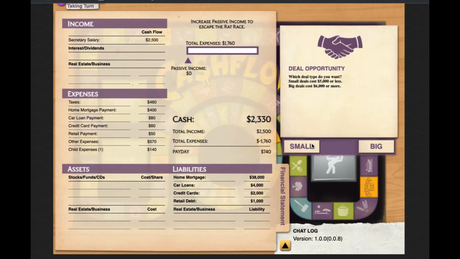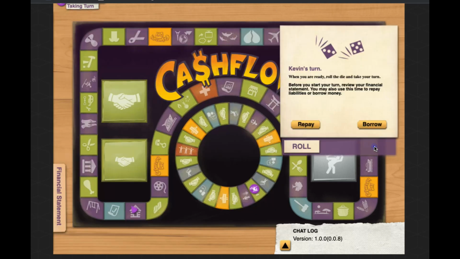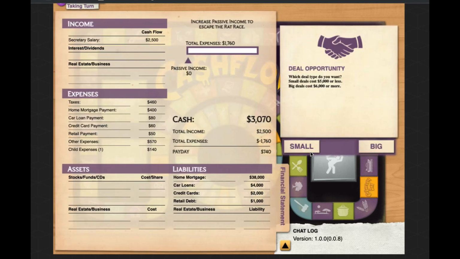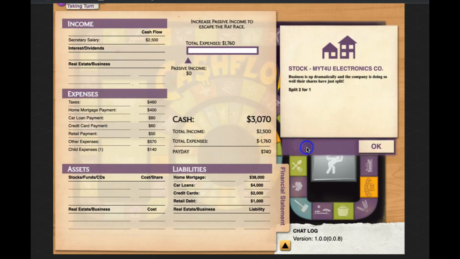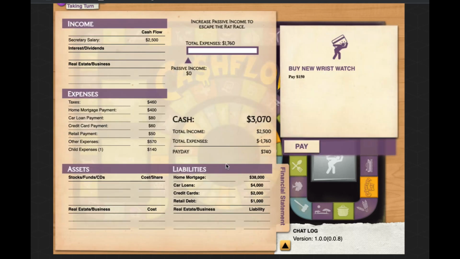Keep rolling. Another small deal. Preferred stock. Cost is $1,200 when the cash flow is $10 per share. I'm not interested. Okay. Another small deal. Stock split. I don't have that. That would be over in this section. And now we got one of those doodads. So I'll pay $150. That comes out of my cash.